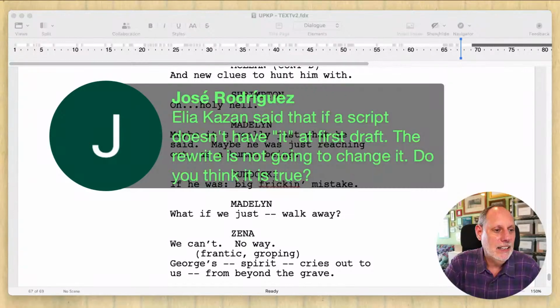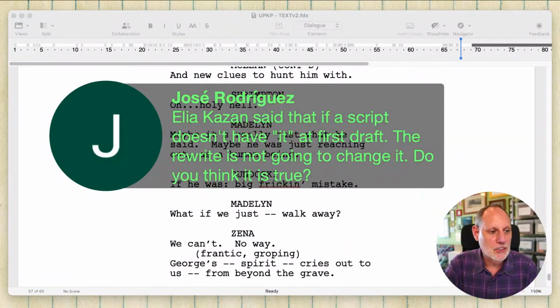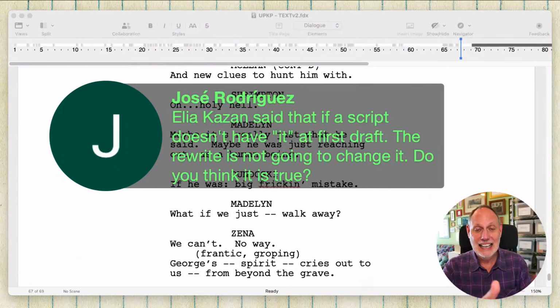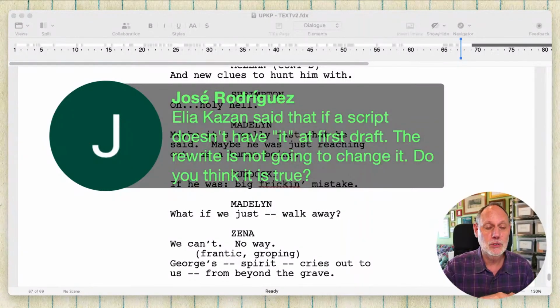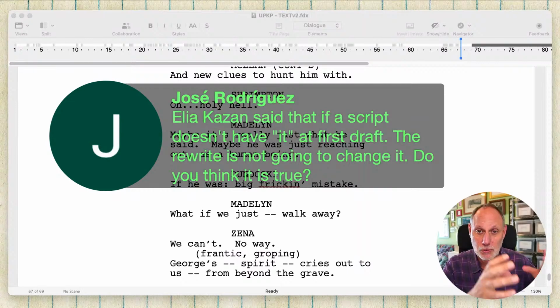Elia Kazan said, if a script doesn't have it at first draft, the rewrite is not going to change it. Do I agree? No, obviously, I think that's exactly wrong. I think Elia Kazan, who was an amazing director, and there's a book of interviews with him about directing, which is brilliant about directing. However, this statement is dumb.